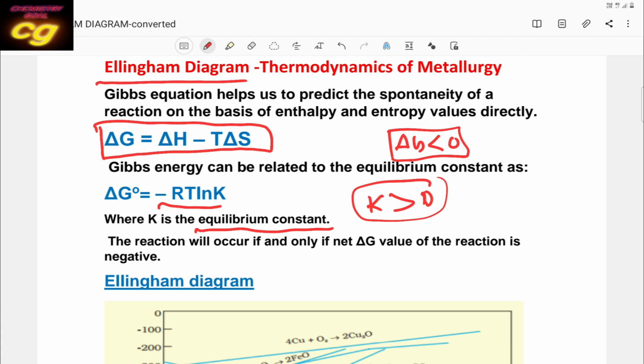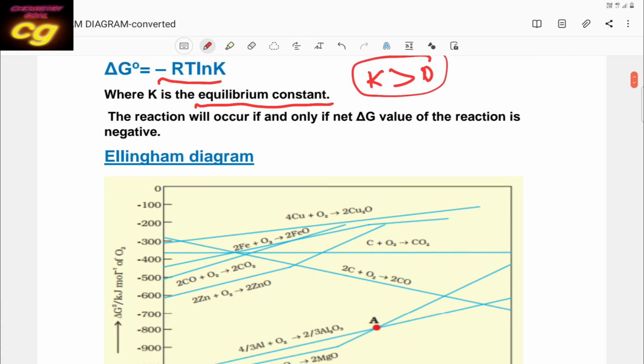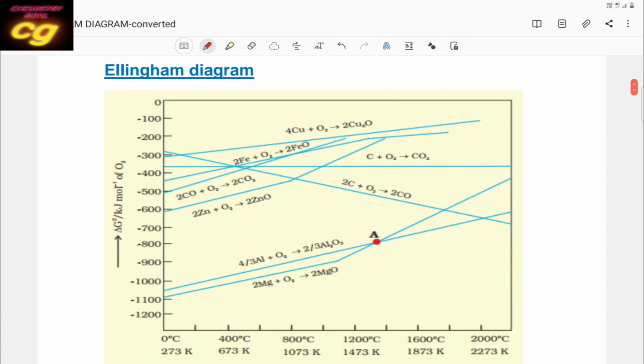To know whether the reaction is possible or not, it was mainly studied by Ellingham. He derived a relation between standard free energy change and temperature. He plotted a graph between standard free energy change and temperature for the formation of oxides, sulfides, carbonates, different types of compounds, showing their relation between ΔG and temperature. Mainly this graph is for the formation of oxides of metals and non-metals.